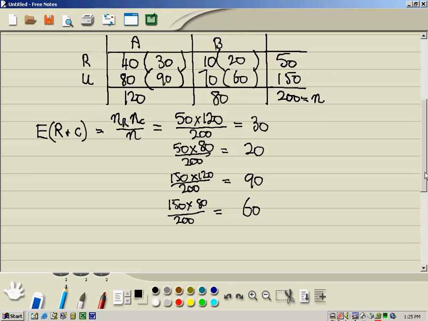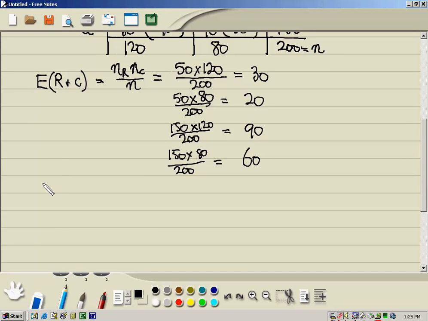Degrees of freedom calculation is different in this type of problem. The first thing we need to do, just like goodness of fit, any chi-squared, is to make sure that all the expected values are greater than or equal to 5. They are, so we can continue without combining.